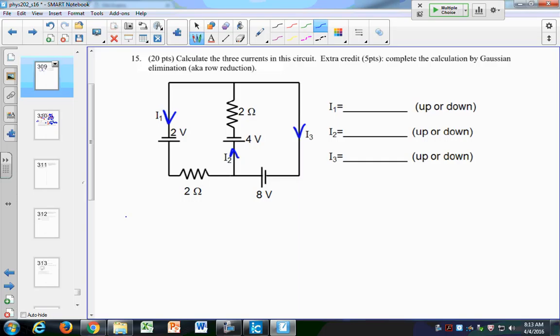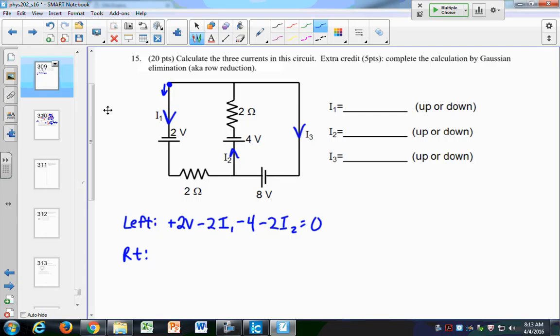So the left loop, I'm going to say start right here, and I'll travel in this direction with the current initially. I'll have plus 2 volts, minus 2 I1. It's negative because I'm going with the current, minus 4, minus 2 I2. That's equal to 0. Now let's do the right loop.